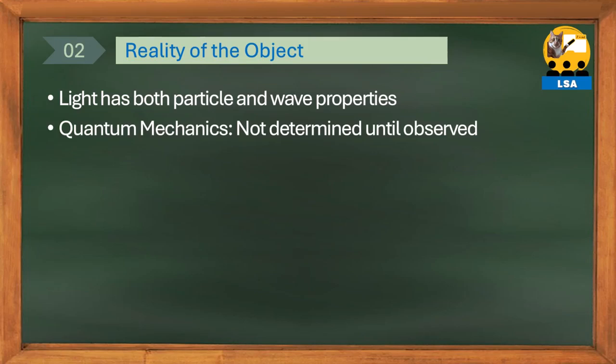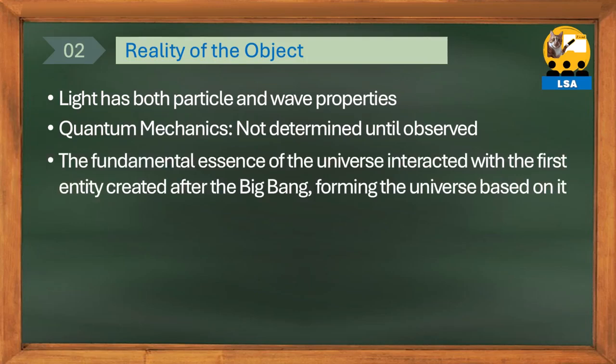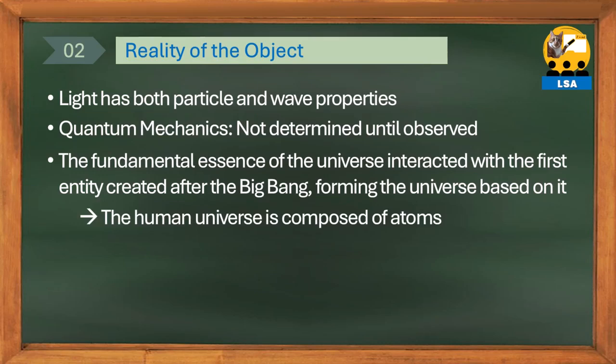In Lee's Science Academy, we maintain the position that the first fundamental essence constituting the universe interacted with the first entity created after the Big Bang, configuring the universe in the same state as the first entity. It's very difficult, right? According to this position, the shape and structure of the universe are determined by the first entity, and the universe where humans exist had atomic units like elementary particles as the first entities. So humans are composed of atoms, and the human universe also constitutes a world with atoms as reality.